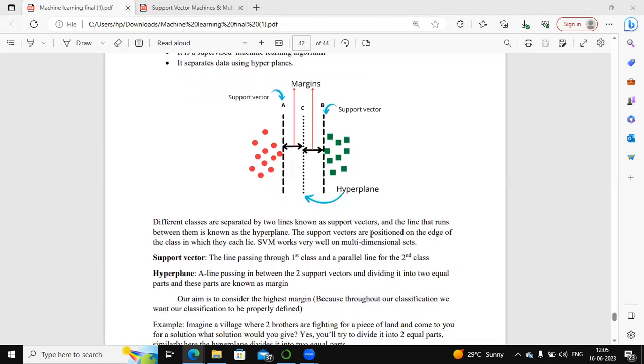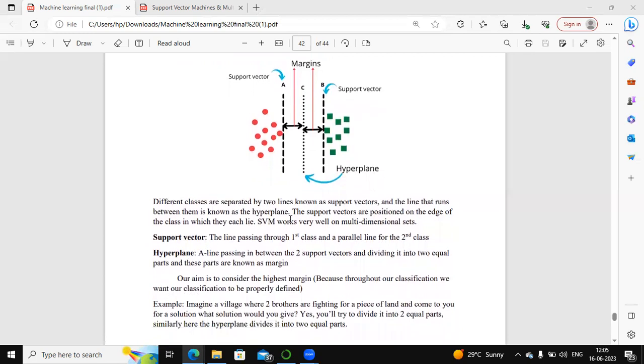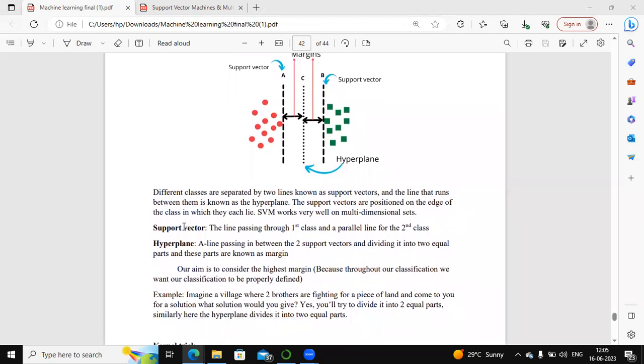The support vectors are positioned on the edge of the class. You can see that this is the edge over here, right? So we have the support vector positioned exactly at the edge of the classes in which they each lie. Support vector machine works well on multi-dimensional sets as well.